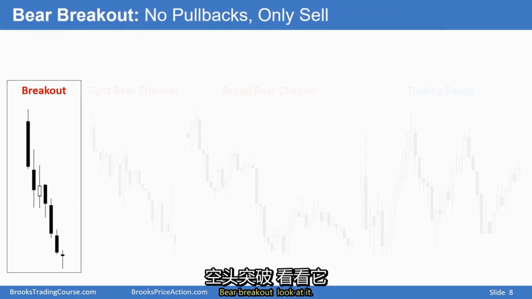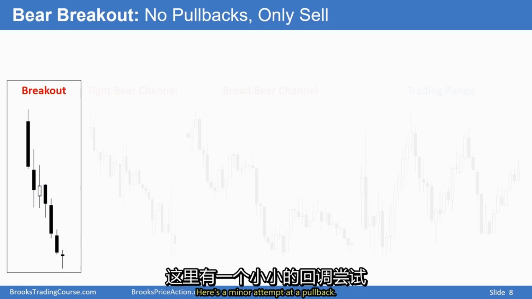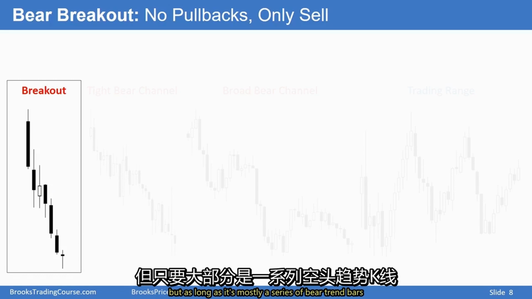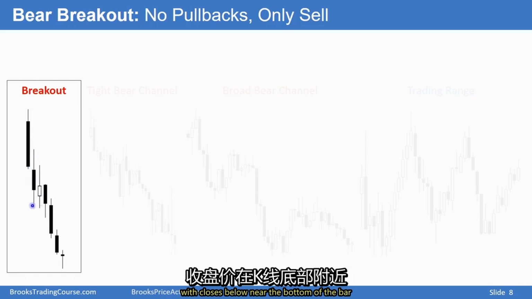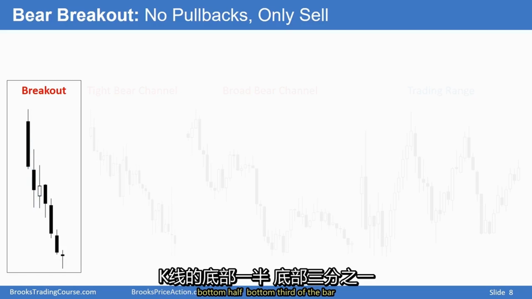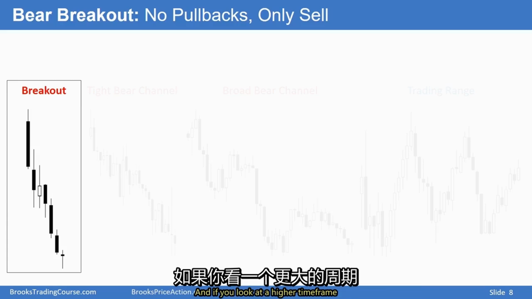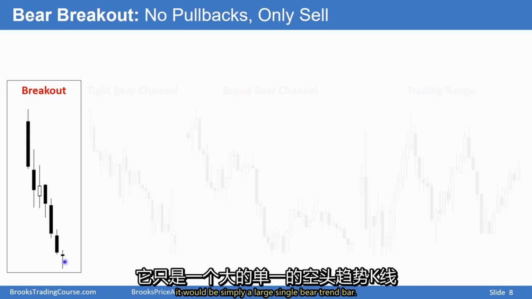Bear breakout. Look at it. No pullbacks. Here's a minor attempt at a pullback. Sometimes there's a 1 bar pullback, but as long as it's mostly a series of bear trend bars with closes near the bottom of the bar, bottom half, bottom third of the bar, and not much overlap between the bars, I call it a breakout. And if you look at a higher time frame, it would be simply a large single bear trend bar.